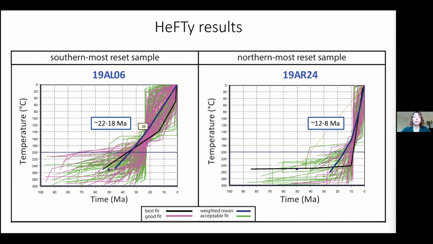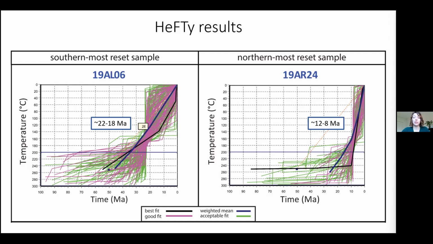The onset of rapid cooling in the southernmost sample has the greatest density of paths between around 22 and 18 Ma, while for the northernmost sample, the onset of rapid cooling is much younger, between around 12 and 8 Ma. This supports our initial observations that the onset of rapid cooling youngs to the north and is in agreement with the zircon helium results from this and previous studies.